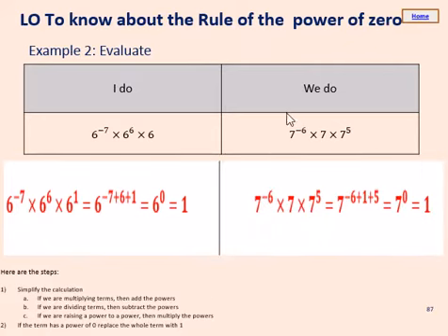Okay, so again for the we do, this singular 7, remembering that is essentially 7 to the power of 1. So negative 6 add 1 add 5 gives 0. This becomes 7 to the power 0, which is equal to 1.